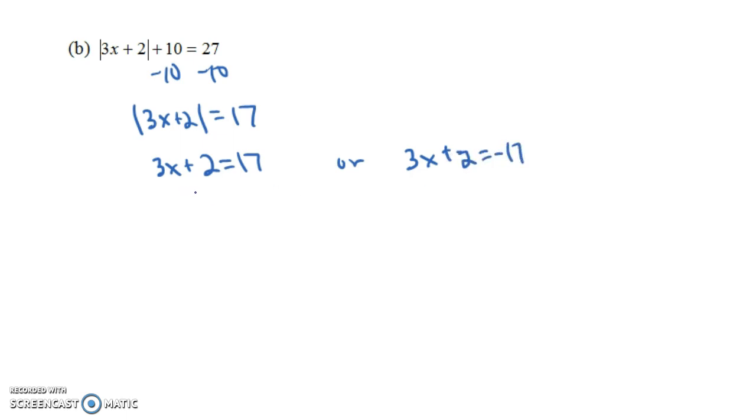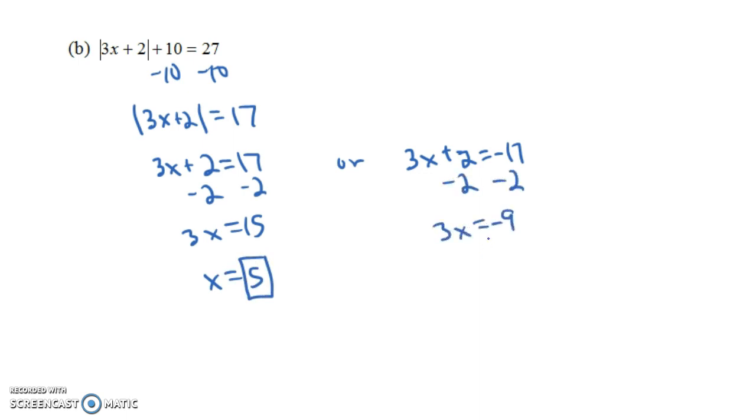Okay, so let's solve these separately. The first one, if we subtract 2 from both sides, we get 3x equals 15. So x is 5, right? 15 over 3. The other one, if we subtract 2 from both sides, we get 3x equals negative 19. And now if we divide both sides by 3, we get x equals negative 19 thirds. Okay, now that doesn't simplify to be a nice whole number or anything, but 5 and negative 19 thirds, if you plug those in there, you'll see that you get a true statement there in part B.